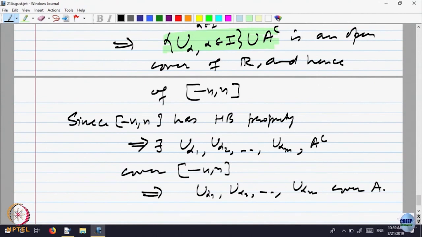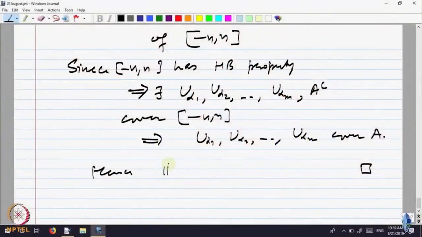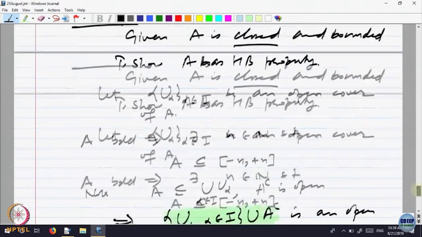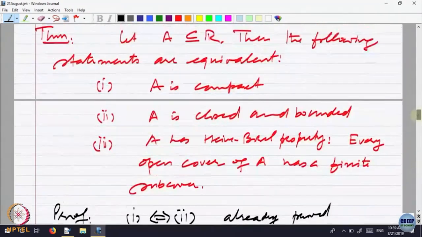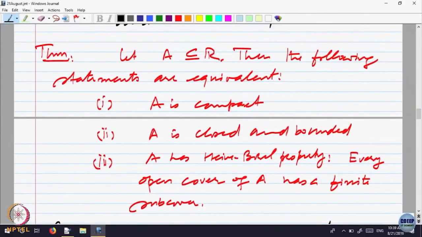Select a finite subcover of that interval minus n to n, remove A complement from that, right? Because we need a covering of only A. So, the remaining thing should cover A. So, that proves it. Hence we have proved that closed bounded implies Heine-Borel property, right? So, we have proved an important theorem, namely for a subset of the real line.